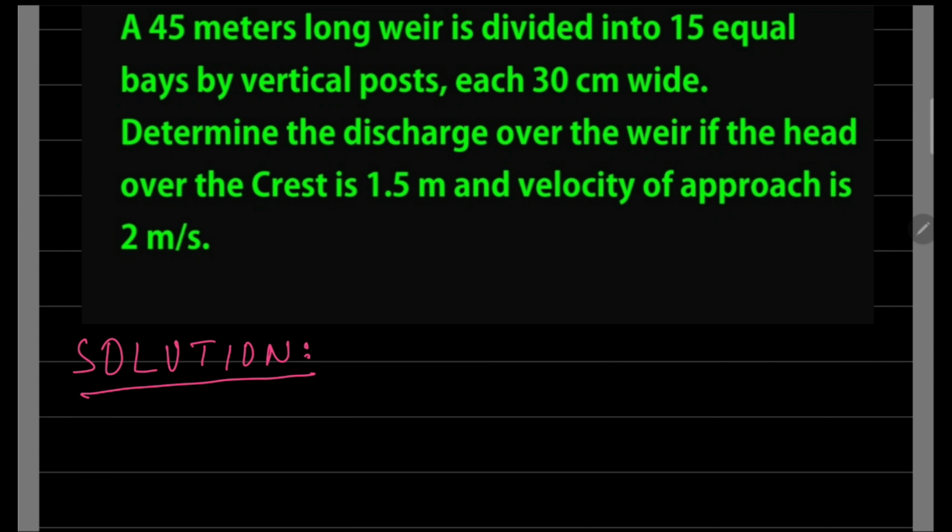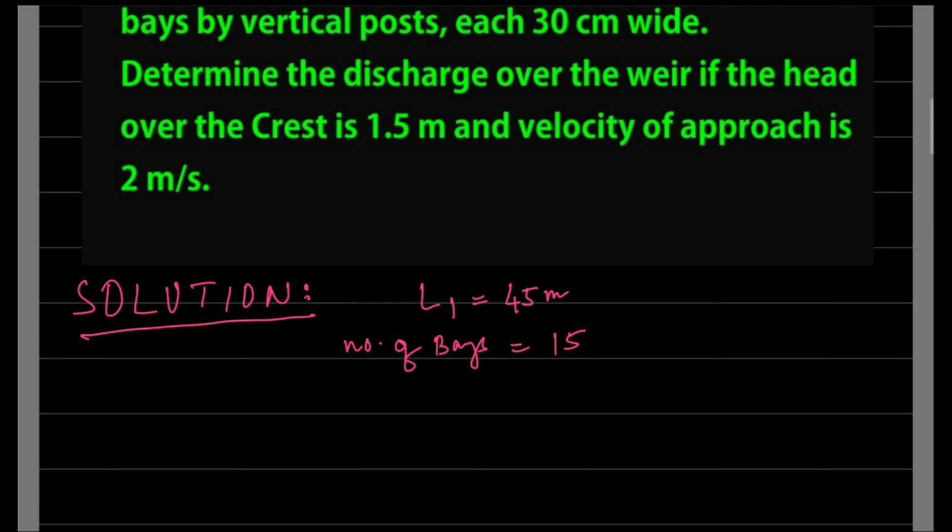So first of all, we will list all the values which are given. The length of the weir, let's say L1, is given as 45 meter, and the number of bays is 15. For 15 number of bays we need 14 posts.